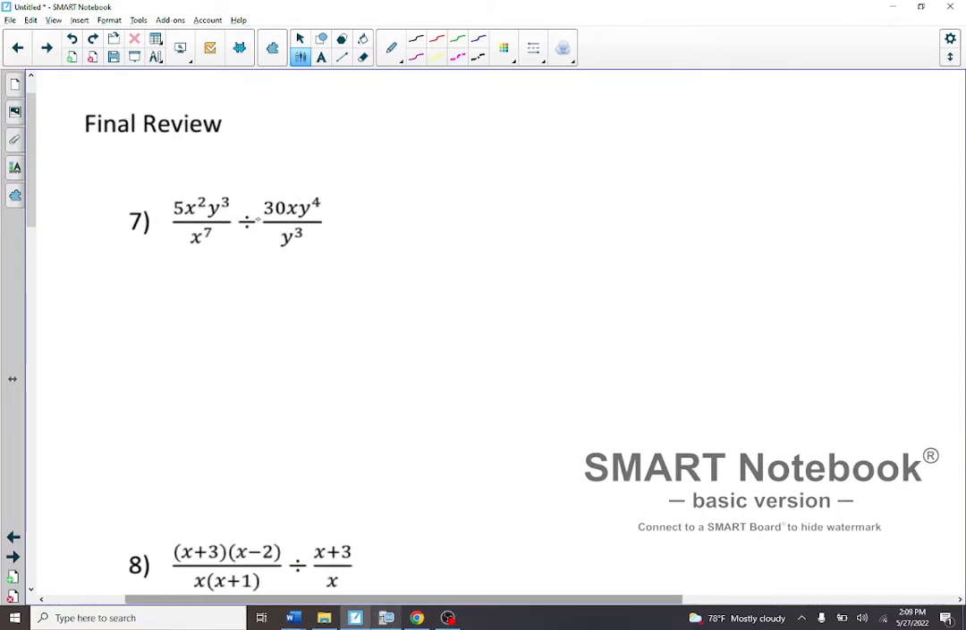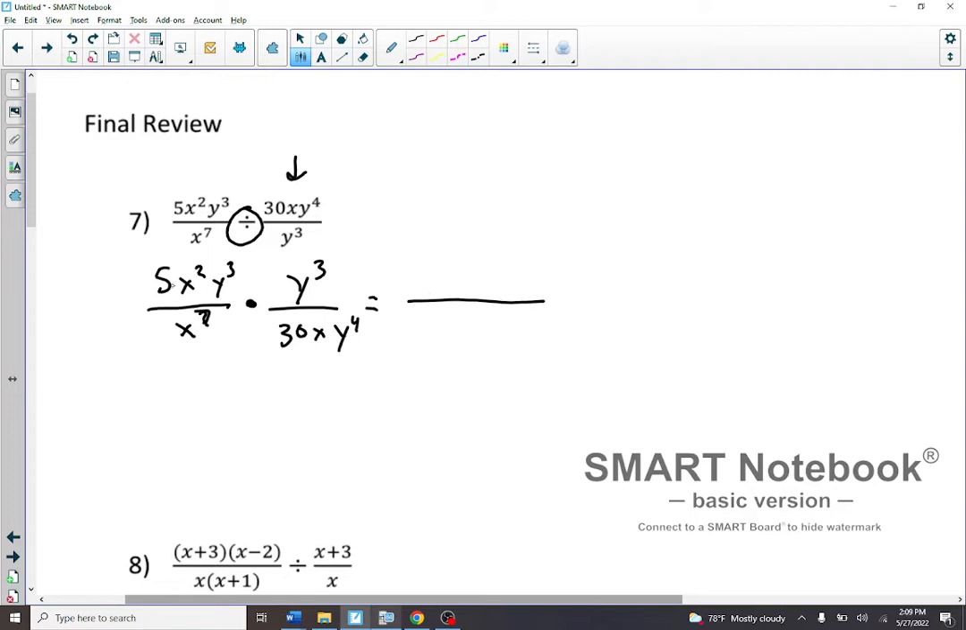Okay, number 7. When you see a division, you have to remember to flip the symbol. You have to flip this one, the reciprocal. So 5x squared y to the 3rd over x to the 7th times, now I'm going to flip this over, y to the 3rd over 30xy to the 4th. When I deal with a lot of little things, I like to combine them first on top and bottom before I simplify.